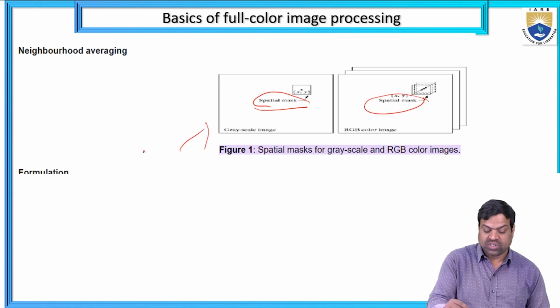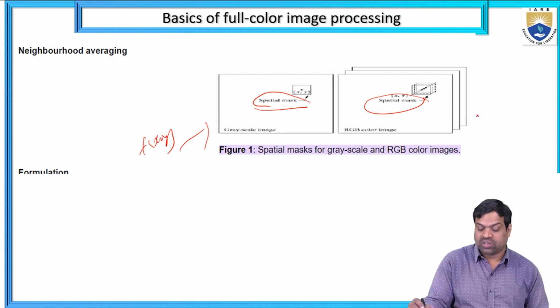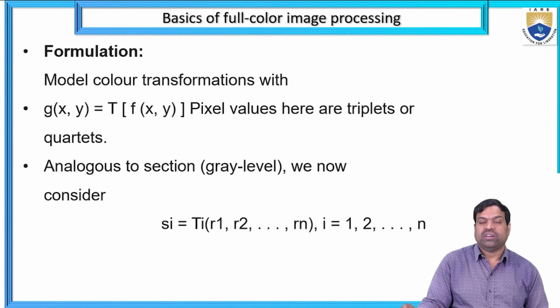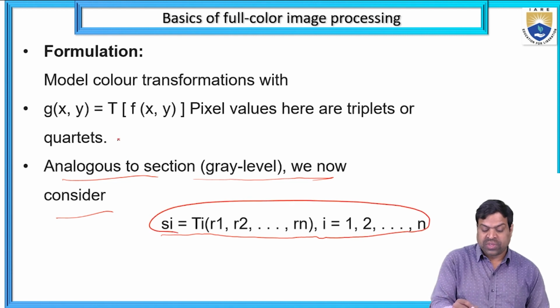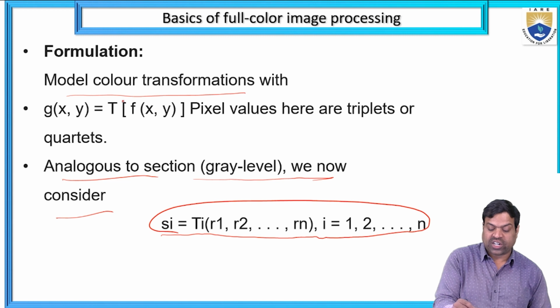When applying the spatial mask, f of x comma y is a spatial mask with intensity x comma y, that is a neighborhood averaging of pixels. But here, what is the formulation? The model of color transformation is g of x comma y equal to capital T of f of x comma y. The pixel values here are triplets or quartets. Analogous to the gray level section, we now consider s_i equal to T_i of r1, r2, r3, and so on up to rn, for i equal to 1, 2, 3, and so on to n. So it is the model of color transformation. It is a transformation technique.